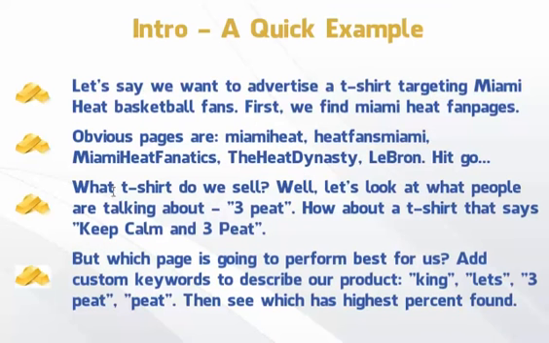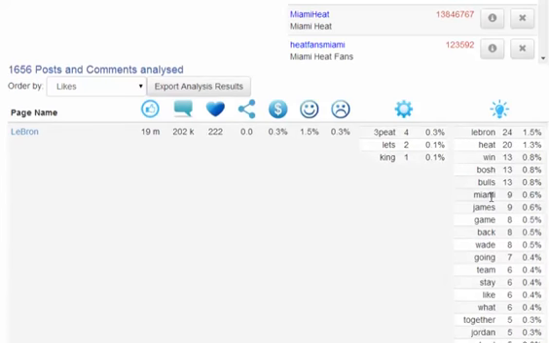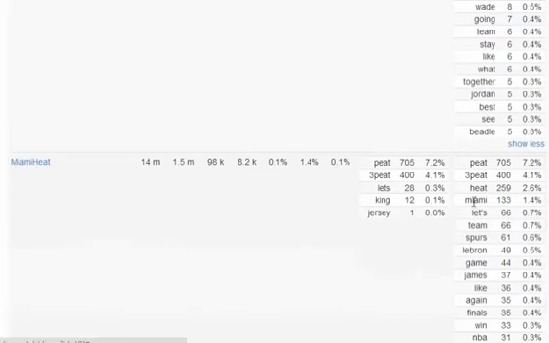In particular, the first question if we want to sell a t-shirt is what kind of t-shirt do we want to sell? What words do we put on the t-shirt? What slogans do we use? Well, if we go over to our results, we can actually look at all of these pages, and you'll see that some of the most commonly used phrases are words such as three-peat, Pete, LeBron, Heat, and we can expand these and get lots of different variations.